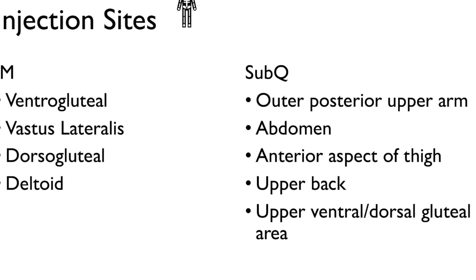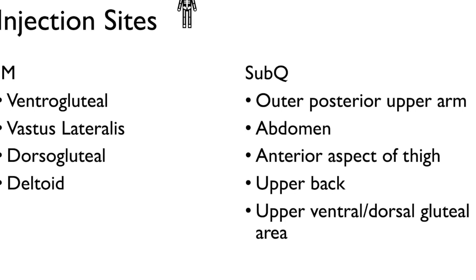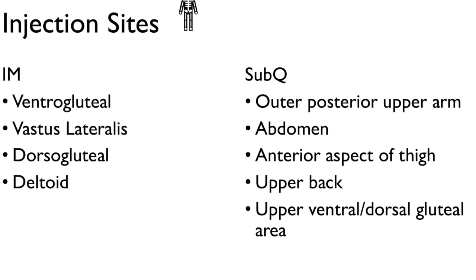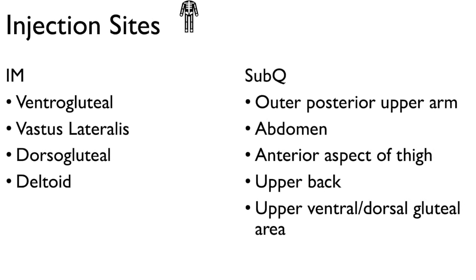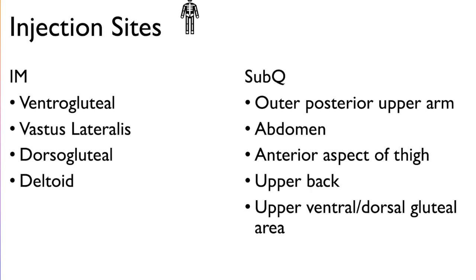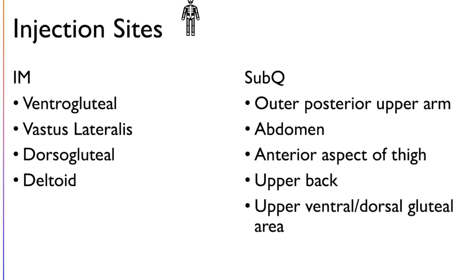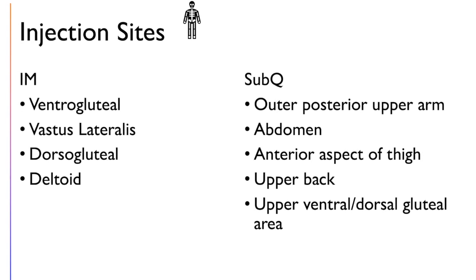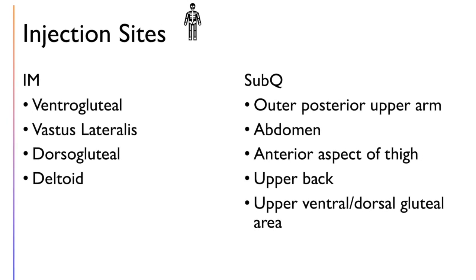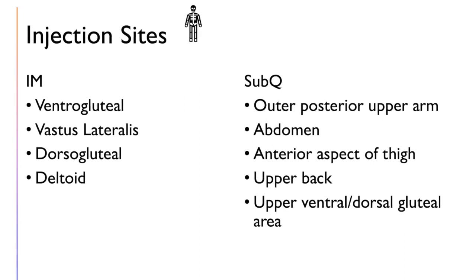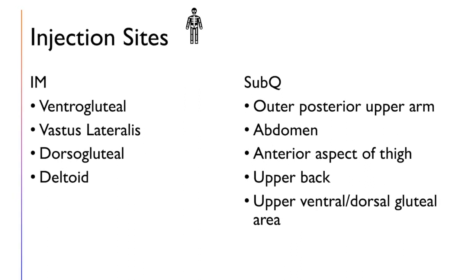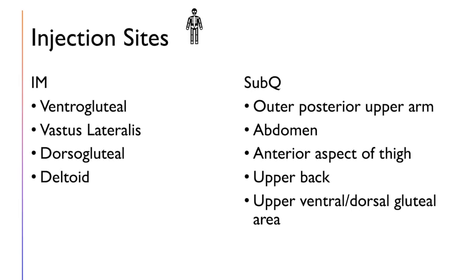So next we're going to talk about two types of injections. We have intramuscular and subcutaneous. With intramuscular, you're going to inject in the ventrogluteal, vastus lateralis, dorsogluteal, or deltoid muscle regions. And then for subcutaneous, you're going to inject in the outer portion of the posterior upper arm, the abdomen, the anterior aspect of the thigh, the upper back, or the upper ventral or dorsal gluteal area.